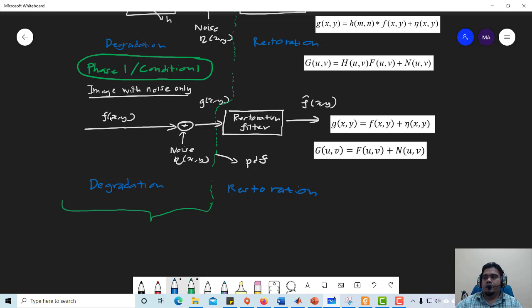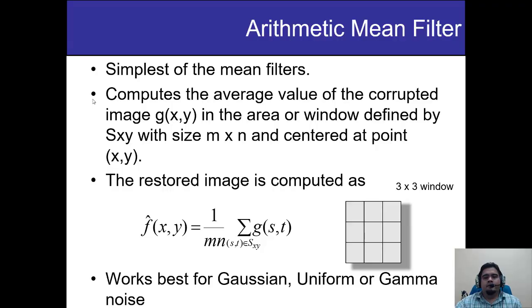Okay, now in this video we're going to discuss several filters that you can use as a restoration filter, depending on what type of noise model you identified before during the degradation part. The first filter that you can use as a restoration filter is called the arithmetic mean filter. It is one of the simplest mean filters, and this is the equation.